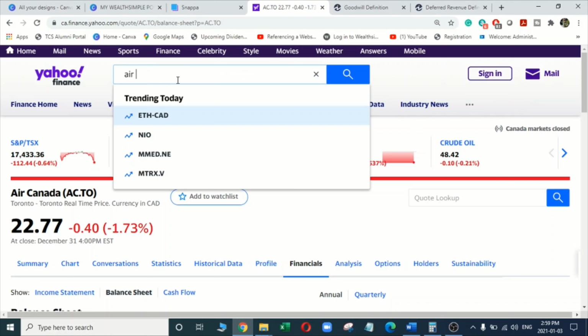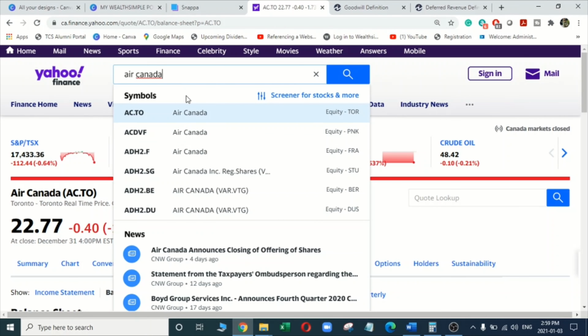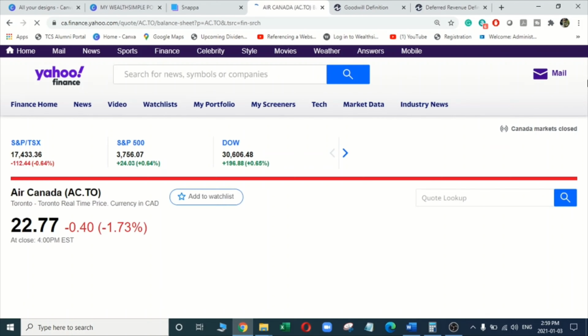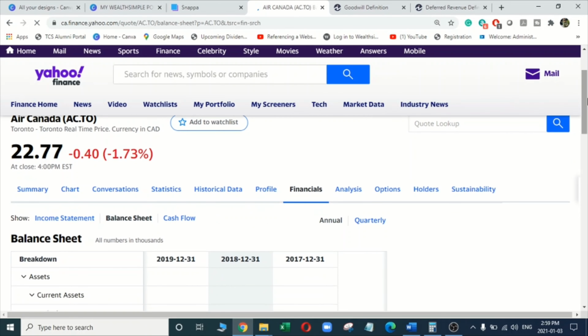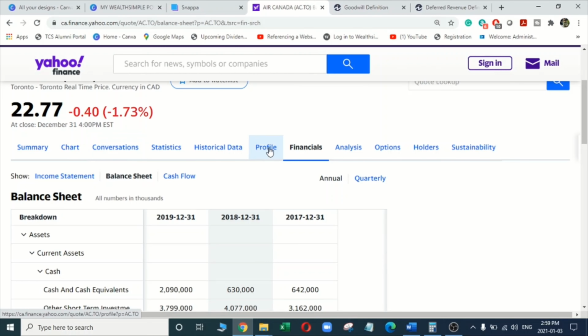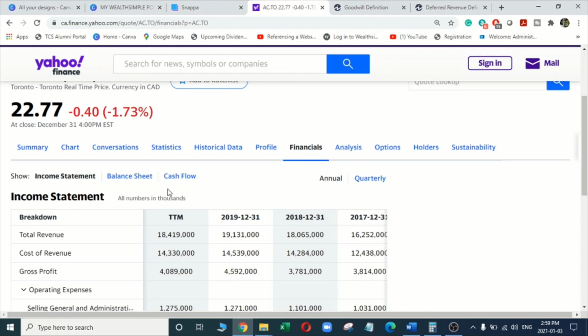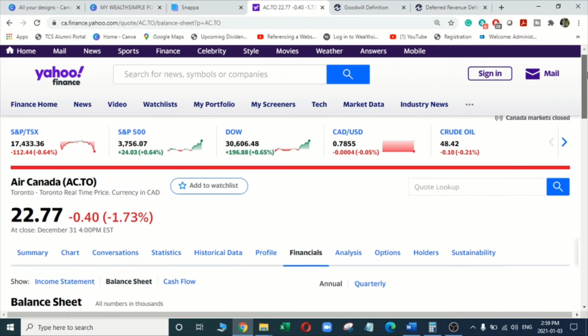So let's type here Air Canada. If you can see, on the Toronto Stock Exchange the ticker symbol is AC.TO. I will select this and it will bring me to the stock page of the company. Currently the stock price of Air Canada is $22.77. We will go into the financials tab, and there it's giving me three tabs basically. The first one is the income statement, second is the balance sheet, and the third is the cash flow. But we are interested in the balance sheet. So let's quickly get into it.